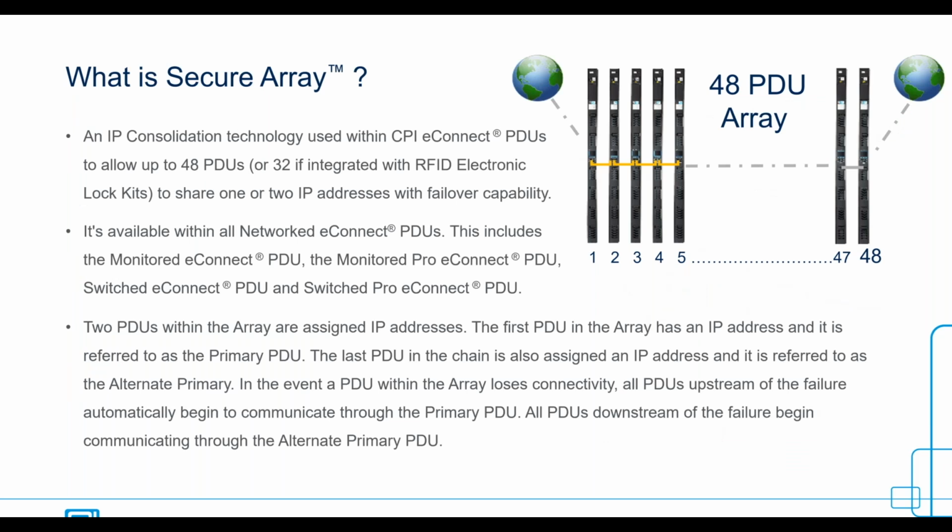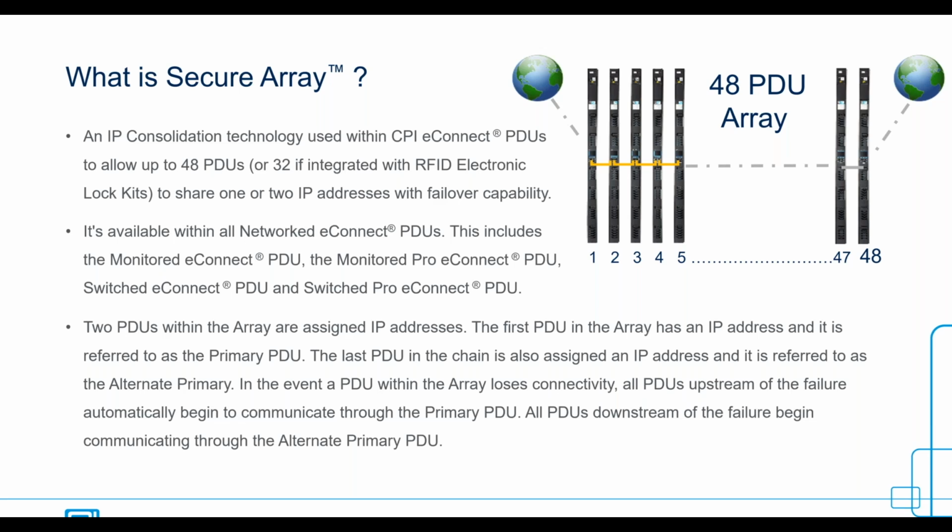It's an IP consolidation technology used within our CPI eConnect PDUs to allow up to 48 PDUs, or 32 if integrated with our electronic lock kits, to share one or two IP addresses with failover. This is a feature available within all networked eConnect PDUs, including our Monitored eConnect, Monitored Pro eConnect, the Switched eConnect, and Switched Pro eConnect PDU.